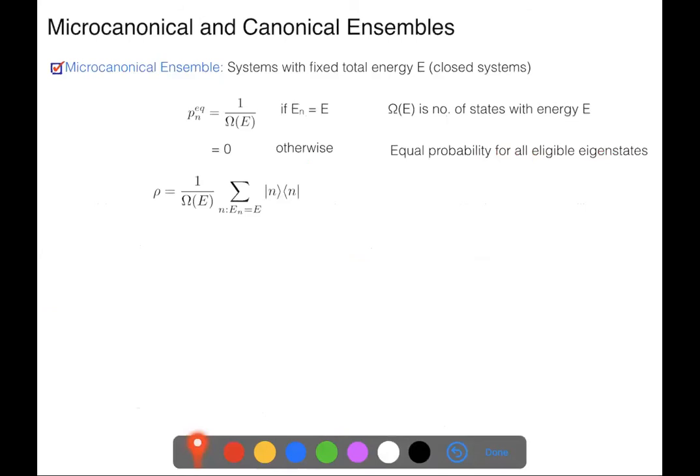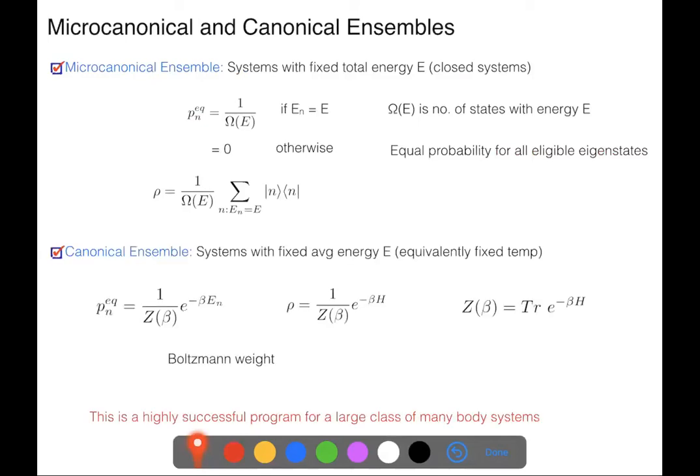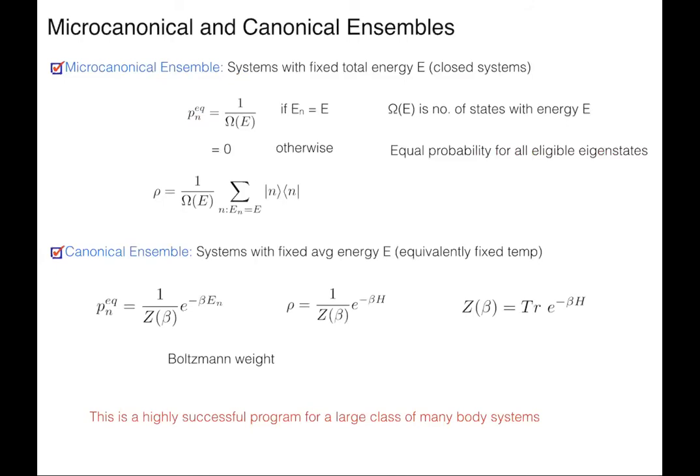Okay, these are things that we learn more or less in early classes, maybe at the level of early graduate classes. And if you do it for systems with a fixed total energy, which will be important for us, you get to the microcanonical ensemble, which says that as long as the state has energy E, which is fixed, all those states have the same probability of being chosen, equal to 1 over the number of states with that energy. So you get equal probability for all eligible eigenstates. If you want to let energy fluctuate, you will get to your Boltzmann distributions and canonical ensembles.